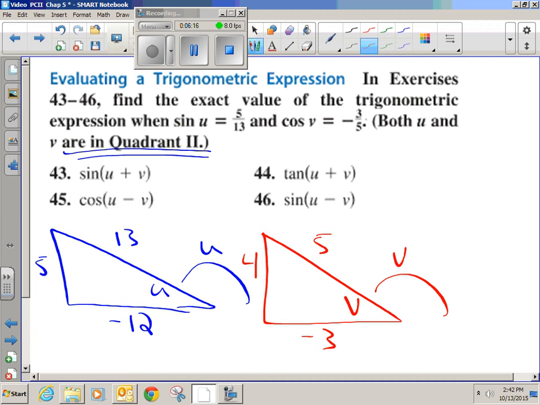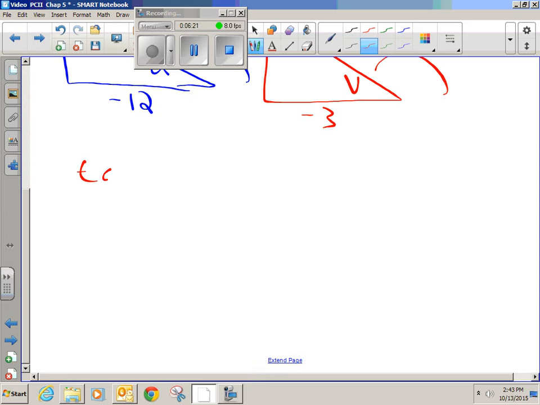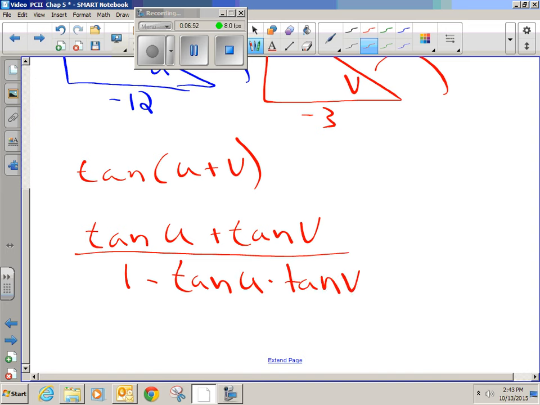So now, if I want to find tan(u + v), I'm going to write my formula for tan(u + v). Tan(u + v) is tan u plus tan v over 1 minus tan u times tan v. And again, you do just need to memorize these formulas.